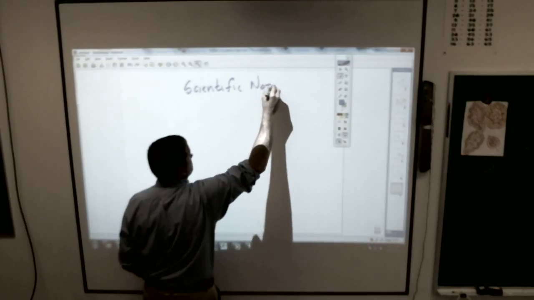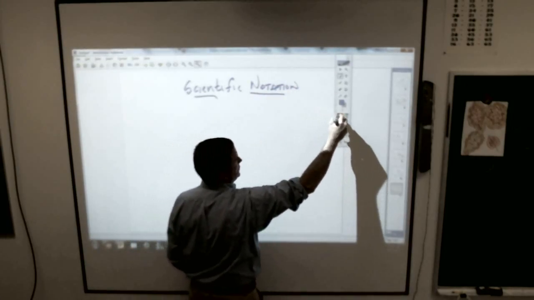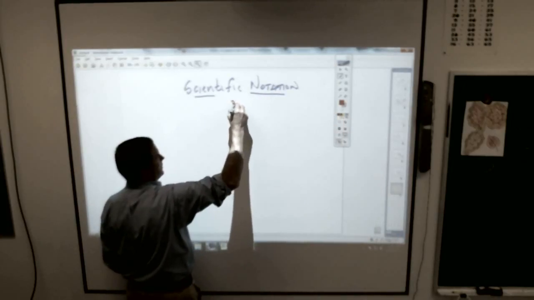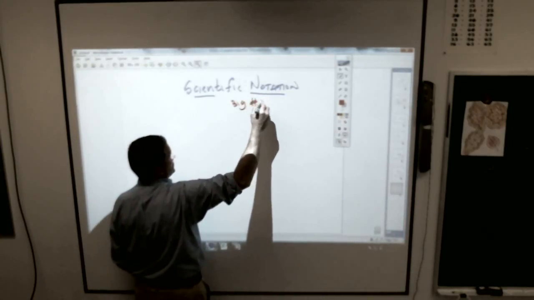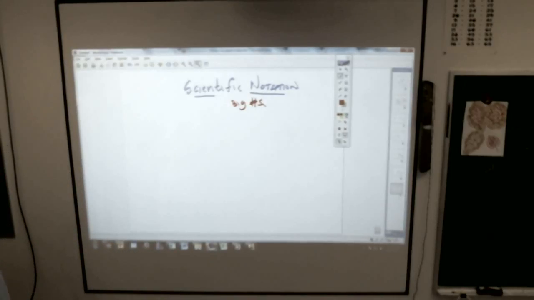Notation. And today we're just going to do a little piece of scientific notation. We're just going to do the big numbers. Big numbers. Okay. And I guess the point for this is, when it comes to science, 7th graders, quite often you use incredibly large numbers.